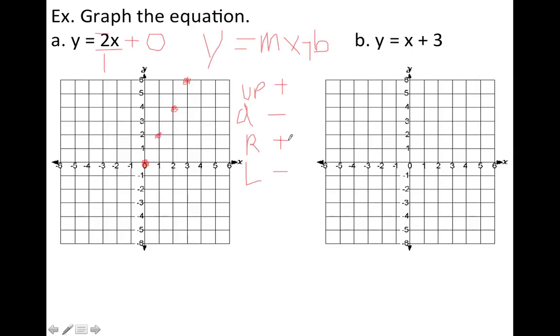There is another way to move our points. Since a negative divided by negative is positive, we can also move down 2 and to the left 1. Down 2 and to the left 1. Now that we have all of our points graphed, use a straight edge, a ruler, or a piece of paper, connect all of your points, and we are done. You have now graphed your first line.